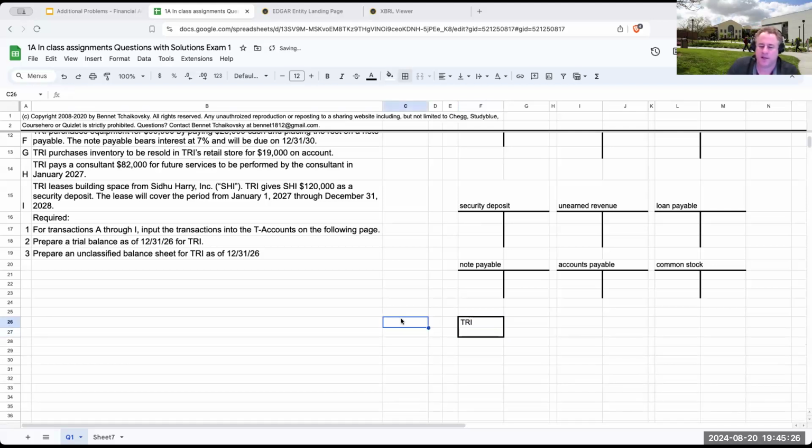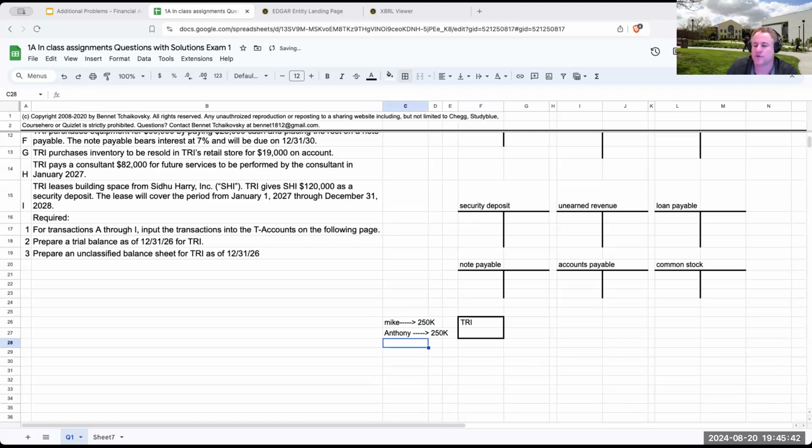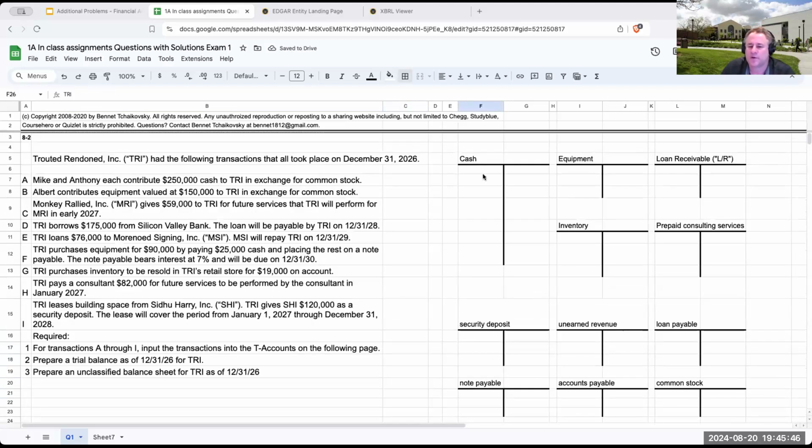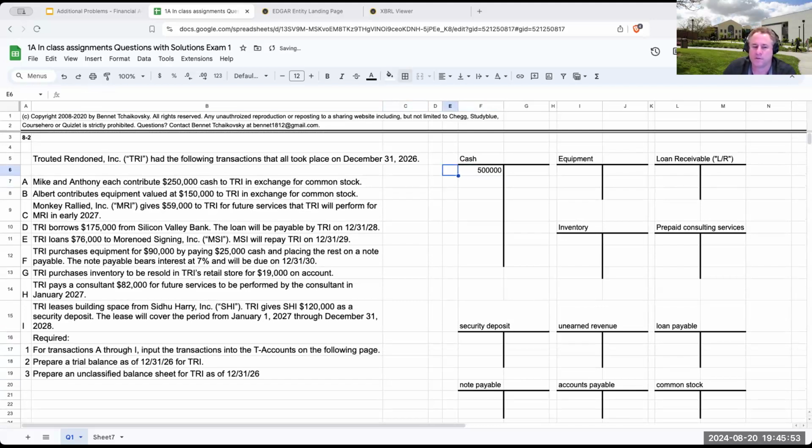Basically, what's happening is Mike is going to be giving us $250,000 cash. Anthony is going to be giving us $250,000 cash, right? So TRI is receiving cash. So the total amount I'm receiving is going to be 500,000. For letter A, I'm going to debit cash for 500,000.